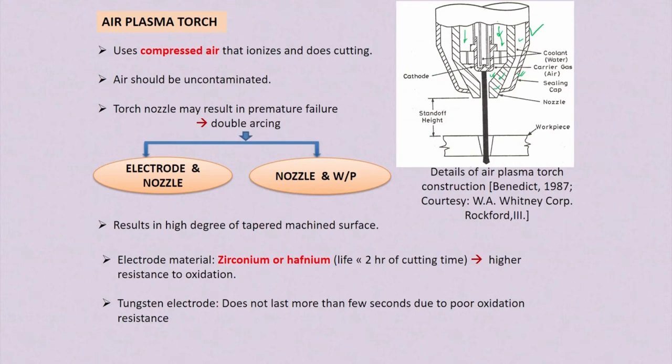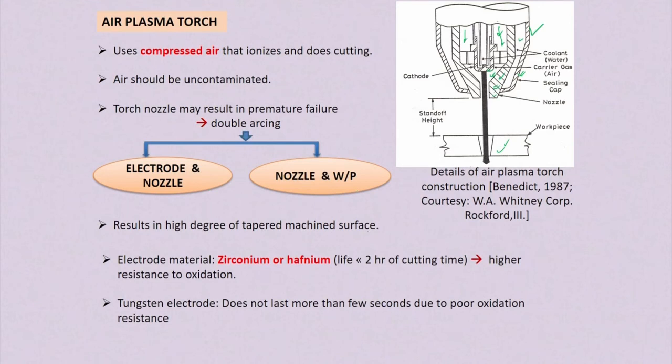This compressed air should be uncontaminated. Otherwise the torch nozzle may result in premature failure. There is double arcing: arcing may happen between the electrode and the nozzle, and between the nozzle and the workpiece. So the torch nozzle may fail prematurely because of this double arcing between the electrode and nozzle and the workpiece.